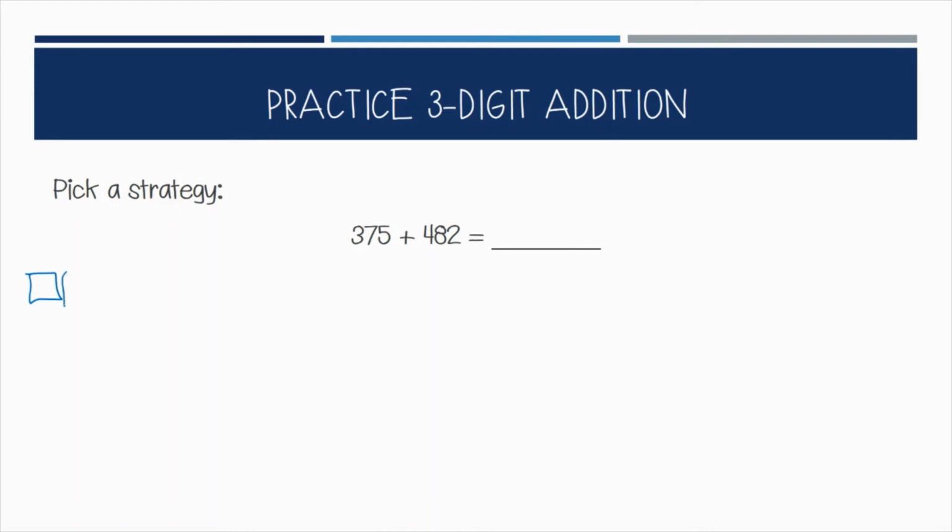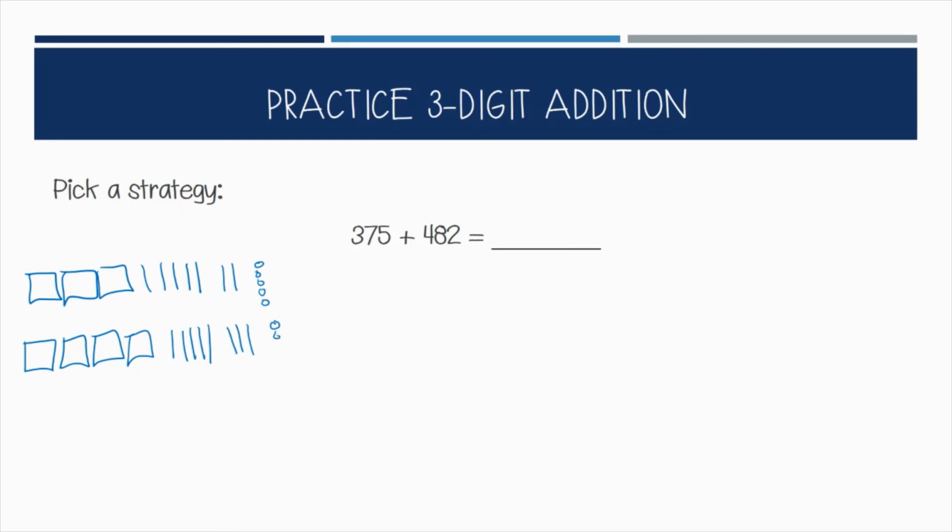So we're going to draw 375 and then 482. All right, when we do this problem, do we have enough ones to make a new 10? We don't. We have 5 plus 2, and that's 7. Do I have enough tens to make a new 100? I do. I have over 10 tens. So I'm going to take this group of 5 with that group of 5 and make a new 100. That leaves me with 2 tens plus 3 tens is 5 tens.